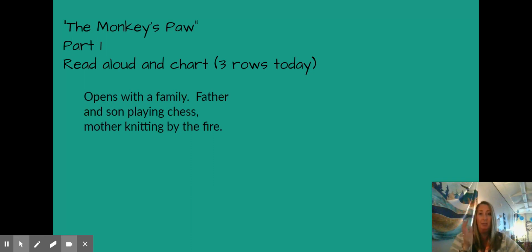One of the things I want you to know about the story before we start is it opens with a family. Those are the main characters. There are 3 of them. There's a father and son, and they are at the beginning kind of in their family room. It's at night. There's a fire going, and they are playing chess.